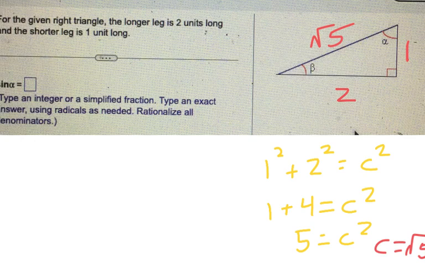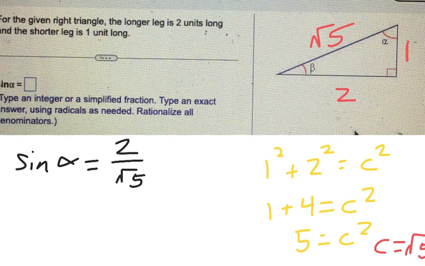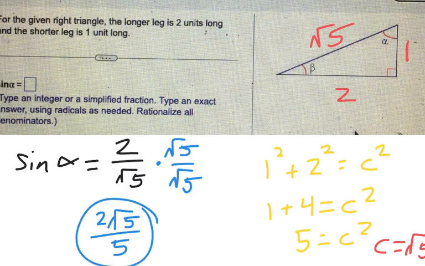Now it asks me first to find sine from the angle alpha. So I'm going to go to alpha, which is this angle right here. Sine is the opposite leg, which is 2, over the hypotenuse, which is the square root of 5. But I'm not allowed to have a radical in the denominator, so I'm going to multiply by radical 5 on top and bottom. That's going to give me 2 radical 5 over 5 for sine.